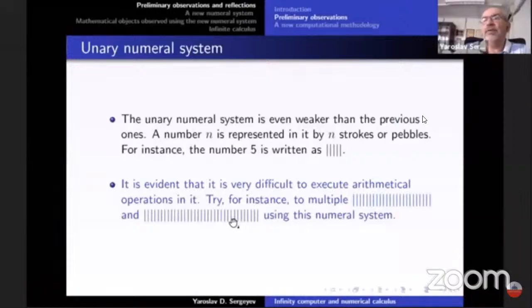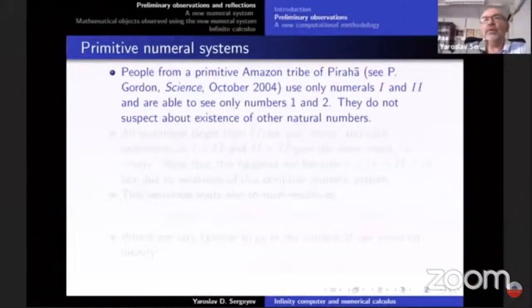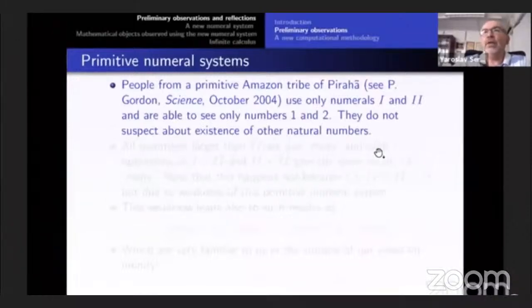And it is not clear how, for example, to divide this number by this number in this numeral system. Probably people using this system of writing down numbers did not even know about division. We do not know. And strangely enough, there exist even weaker numeral systems. Nowadays in Amazonia, there is a tribe, the Piraha. They use only numerals this one and this one, so 1 and 2 strokes, to express numbers 1 and 2, and they do not suspect the existence of other natural numbers.